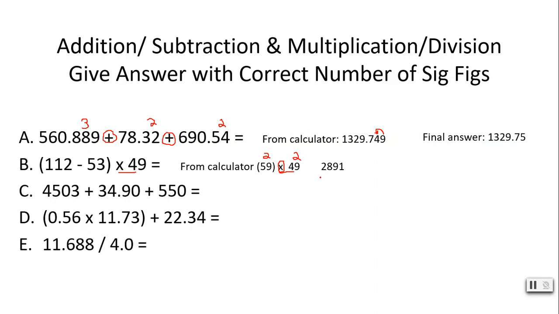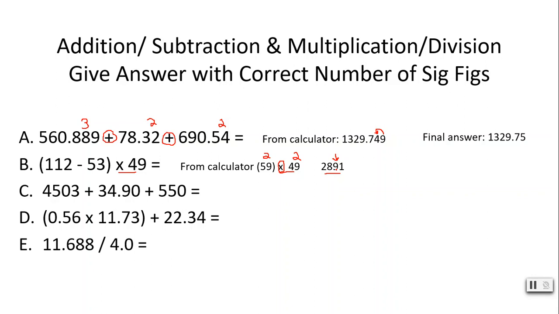Right now, as it is written, it has 4. So I need to round this answer to 2 sig figs. So that means I'm going to keep the 2 and the 8, and then I need to look at that next door digit to decide if I round or not.